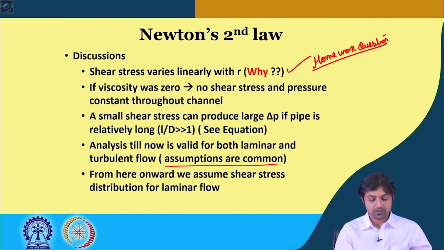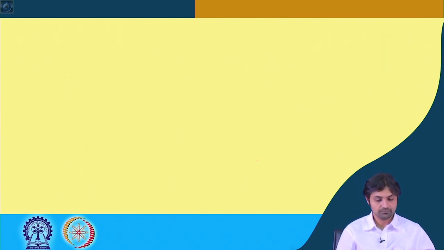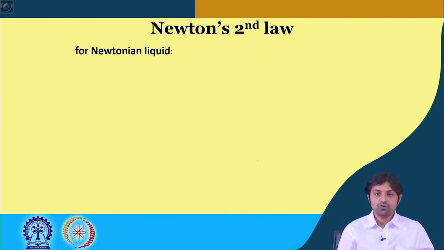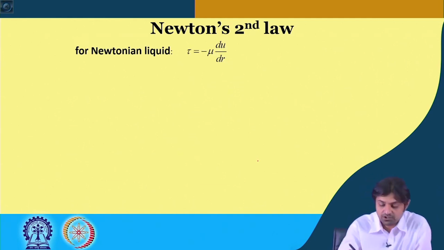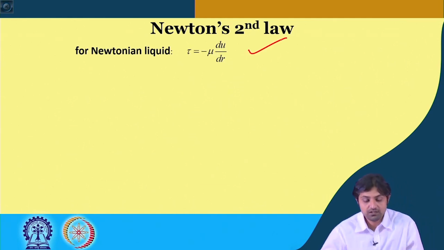All right. From here onwards, in the next derivation, we will assume the shear stress distribution for laminar flow. For a Newtonian liquid in laminar flow, this is the shear stress distribution we have seen: tau is written as minus mu du/dr. You remember this? All right.